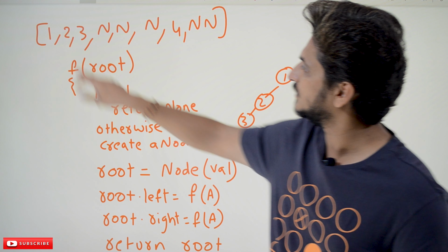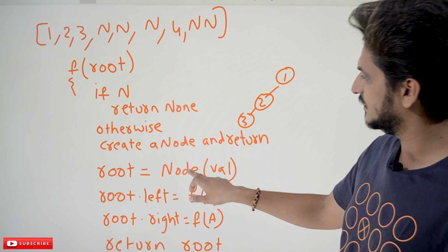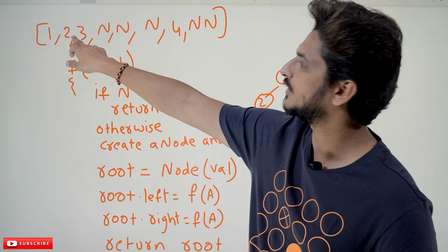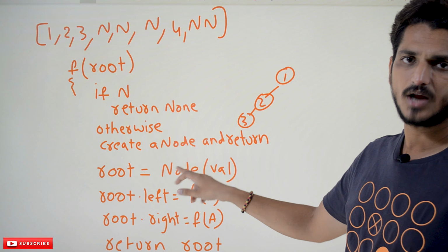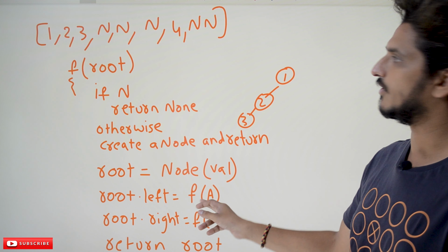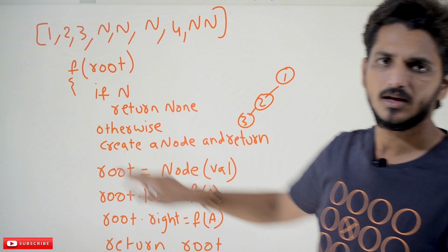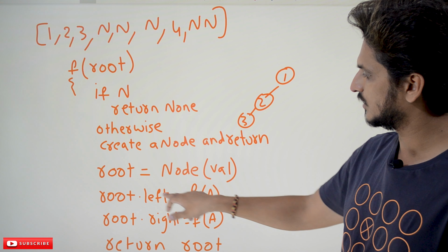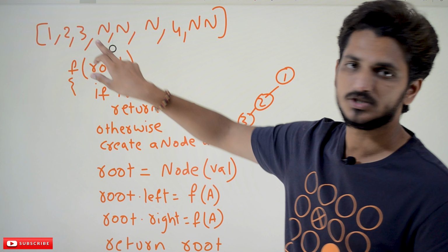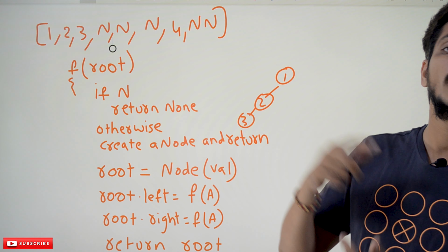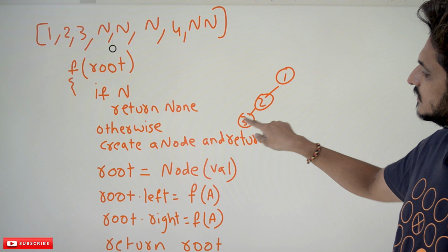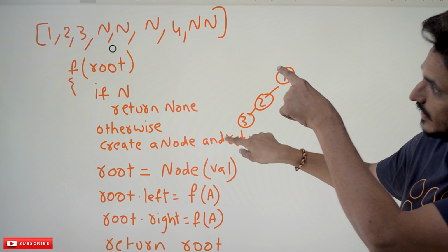That's why it is calling exactly the same as a preorder traversal. Now it is going to the next function. Root dot left is equal to f of a. F of a is going to take 2. It is going to create a node and again call f of a. Root dot left is equal to f of a. It is going to take 3. Again left, root dot left is equal to f of a. Again, it shows n. It is going to return none. So this is how it creates the first node, second node, third node, and its left, which is n.